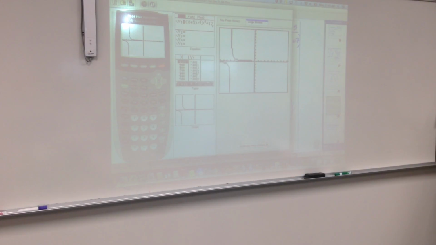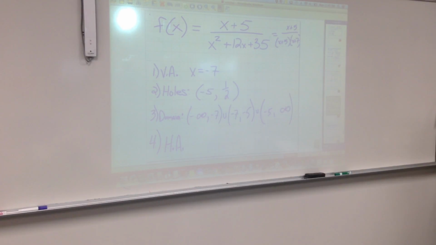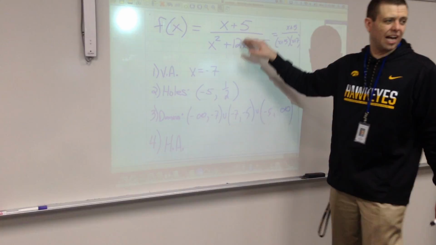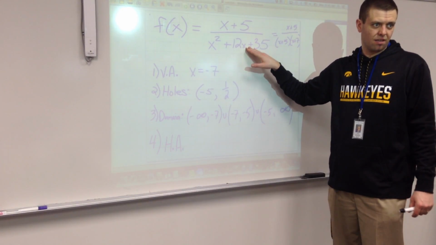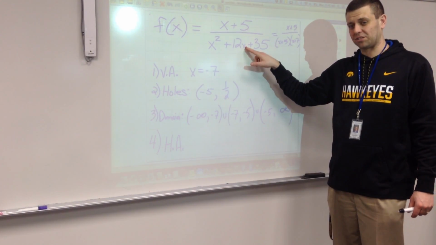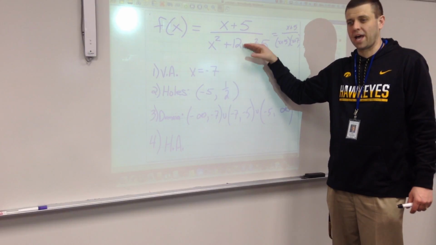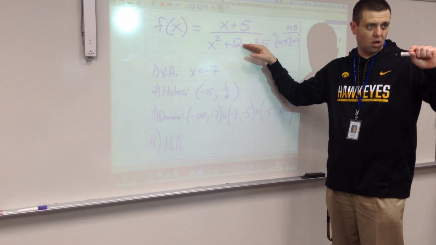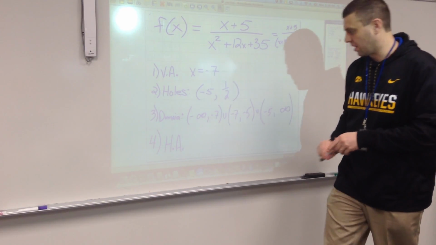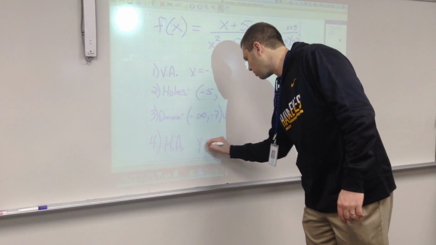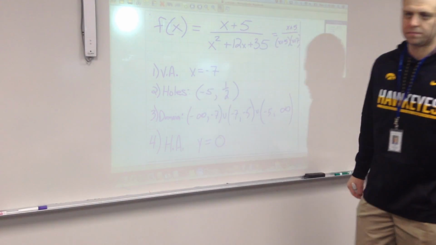So I showed you how to do that using a table of values on your calculator, and using the picture of the graph from your calculator, and I talked you through it logically. The bottom's getting bigger faster. What happens when bigger numbers are on the bottom of the fraction? The fractions get smaller, closer to 0. So my horizontal asymptote here was y equals 0.